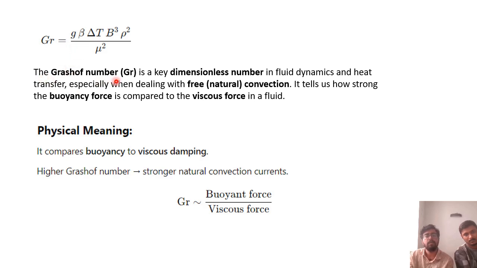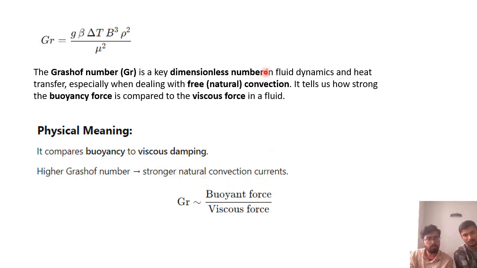The Grashof number is a key dimensionless number in fluid dynamics and heat transfer, and it is only there when we are dealing with natural convection or free convection. In forced convection, we know the flow regime by the Reynolds number. Here we know it by the Grashof number. The physical meaning is buoyancy to viscous damping. If a higher Grashof number is there, then more buoyant force is there. If more buoyant force is there, then we will have strong natural convection.